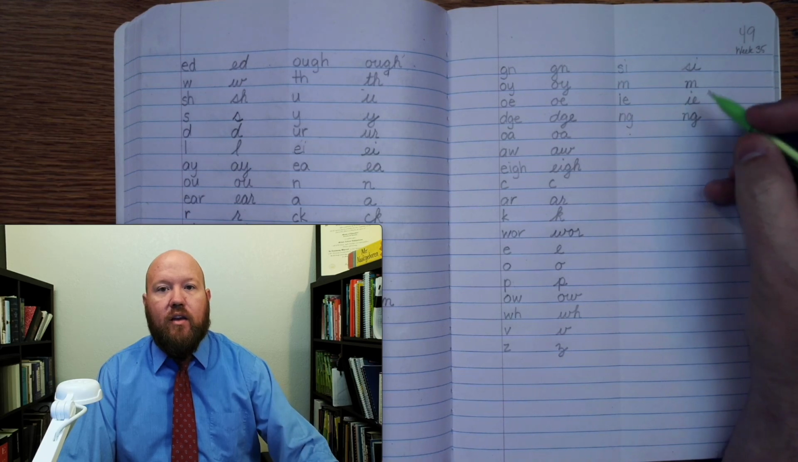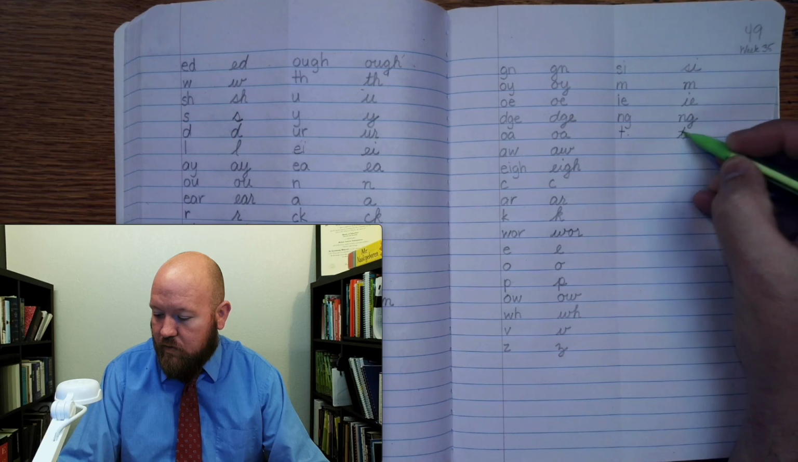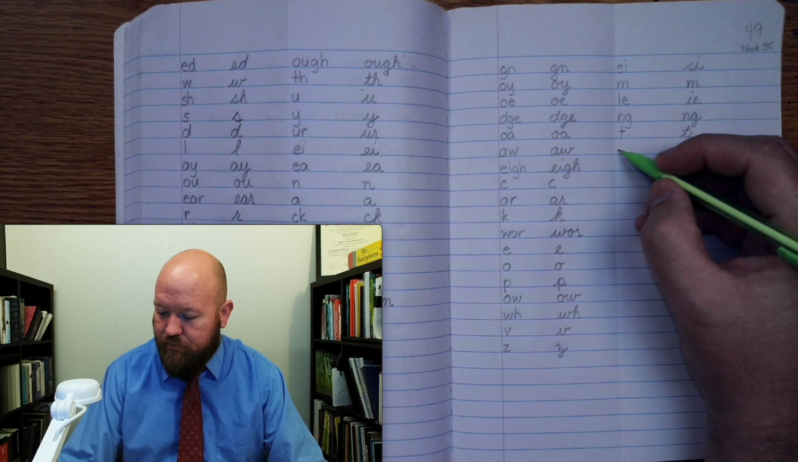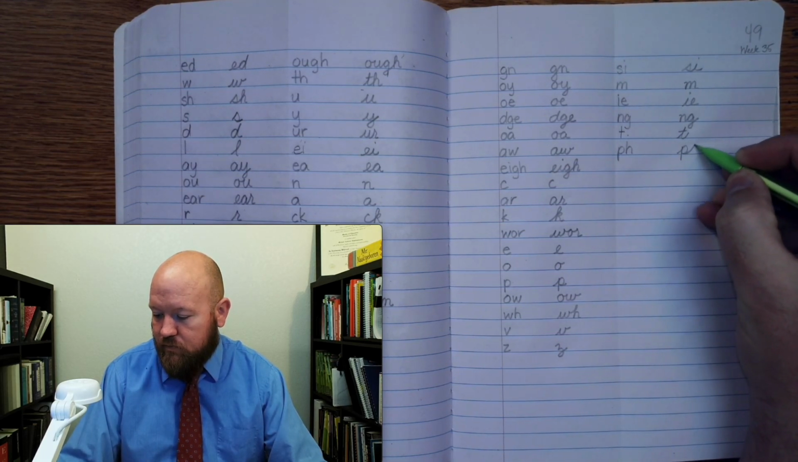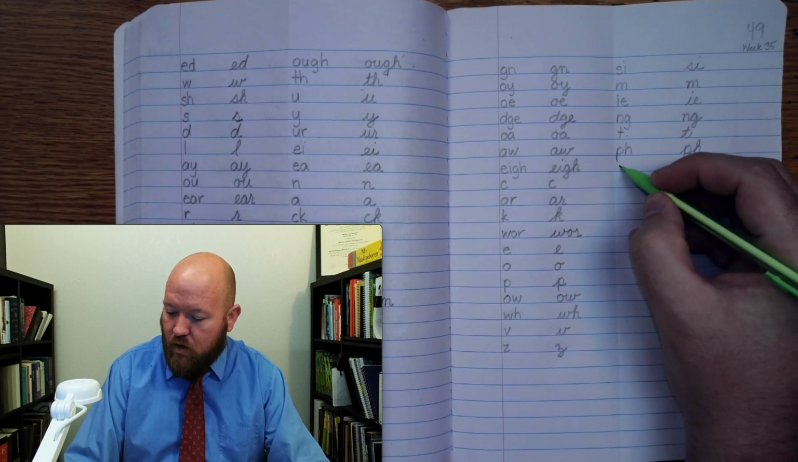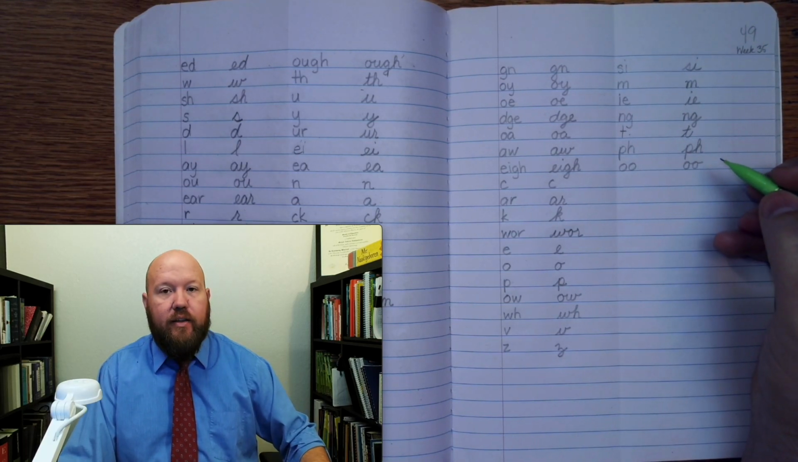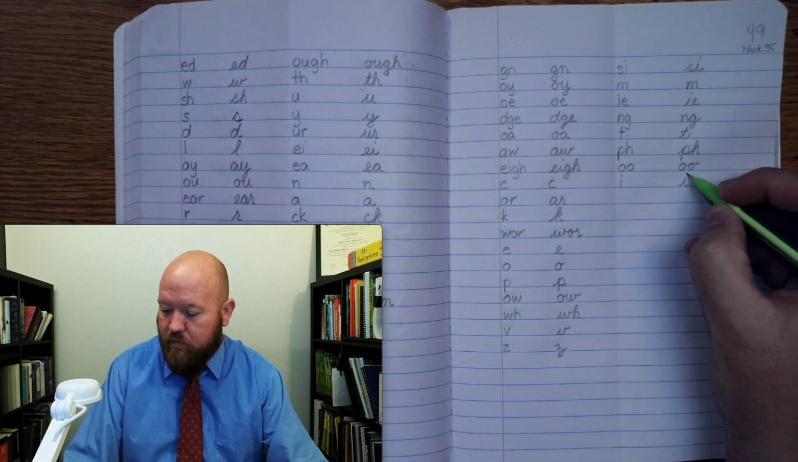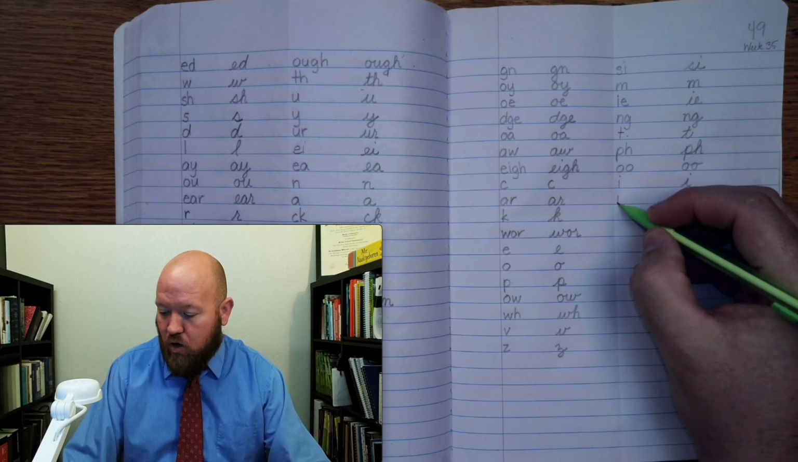The next one, t. The next one, two letters. The next one, ooh. The next one, I. The next one, first.